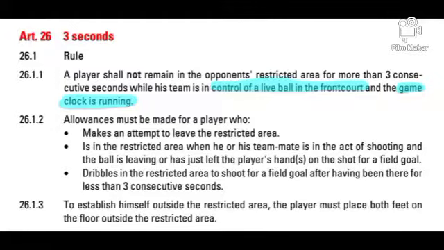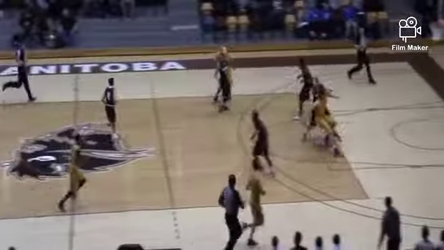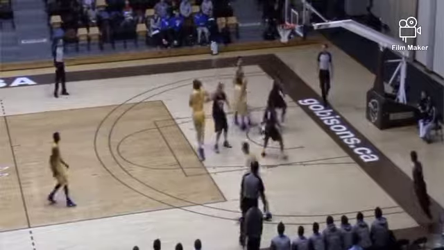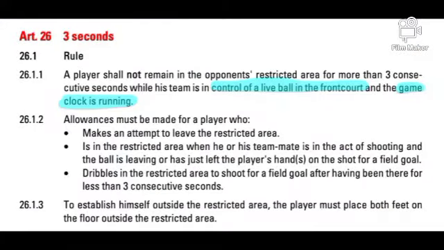Now looking at allowances, there are situations where someone might be in the key longer than 3 seconds and we would allow them to get out so they don't get a violation. That could be someone making an attempt to leave it, whether they fell on the ground and are trying to get up and get out, or they got bumped by 1 or 2 players who are preventing them from leaving the restricted area. It could also be when your teammate is in the act of shooting and the ball is just leaving or just left the player's hands. Even though you're past the 3 seconds, it gets negated.